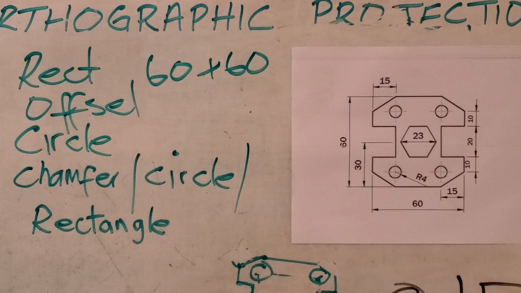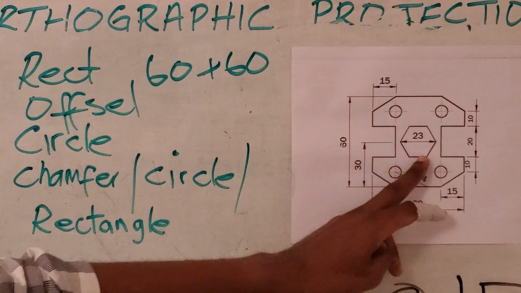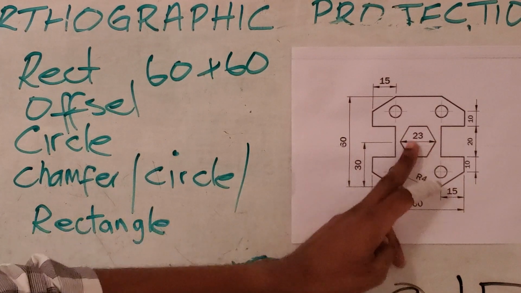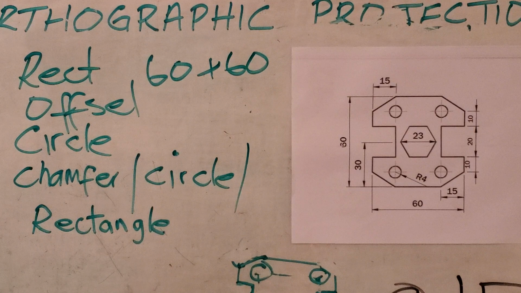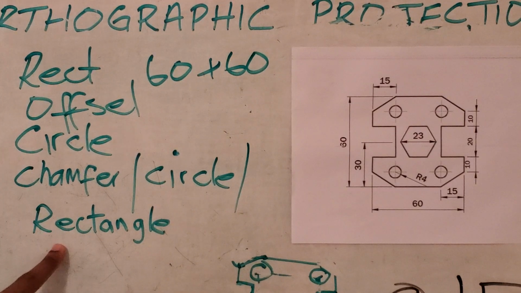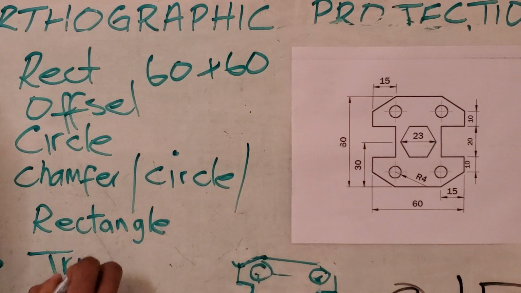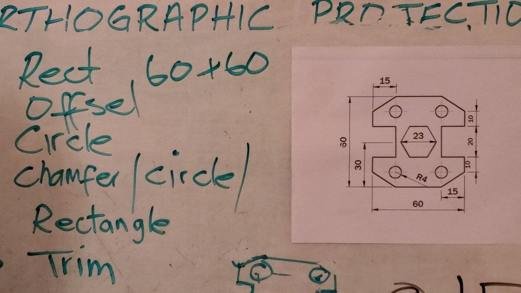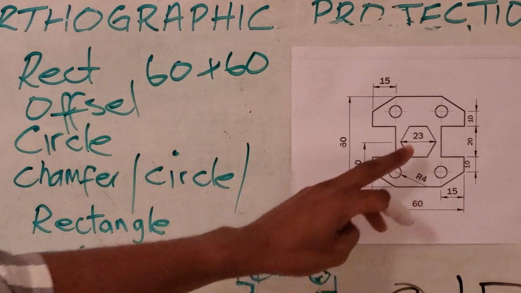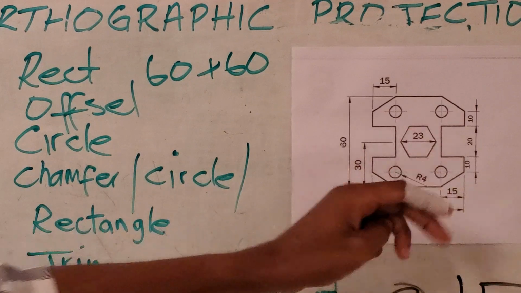Our next step is to draw this hexagon inside here. To do that, we do a rectangle, then our next step would have been to trim. So trim to get out that section right there. Our seventh step now would be to draw this hexagon here.